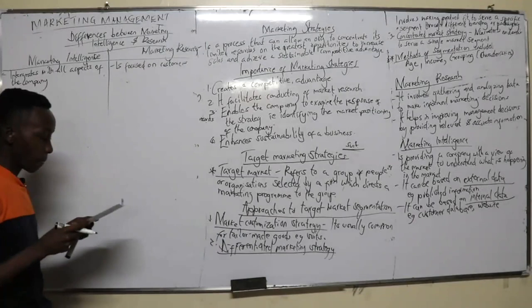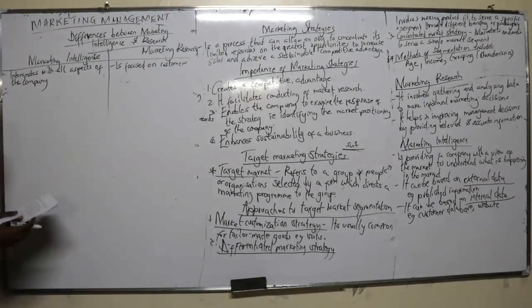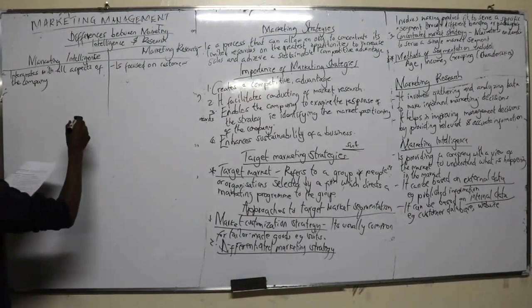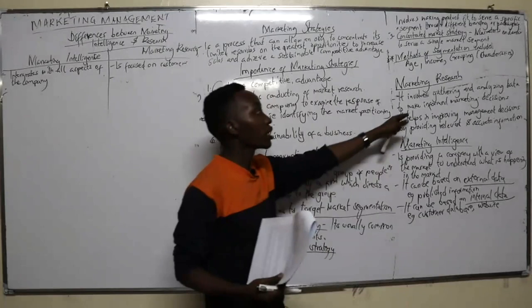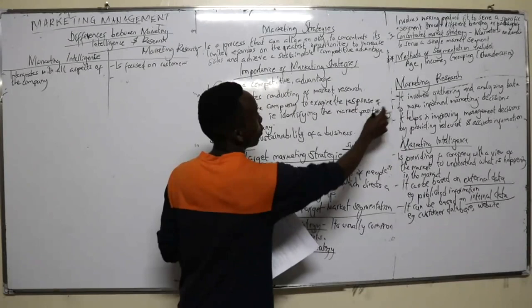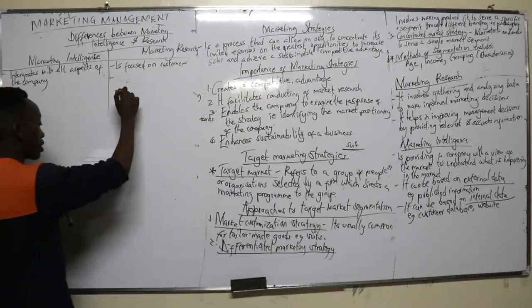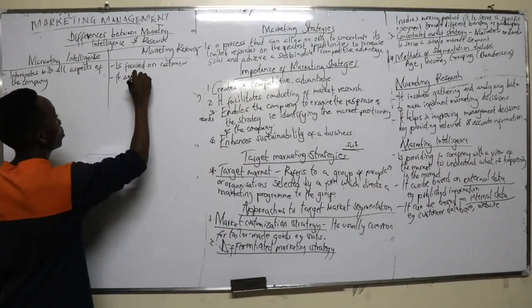And then for marketing research, on the other hand, this one answers specific questions. For instance, when developing marketing information, you have to carry out marketing research. So there is a basis for which you form the metrics for what you're looking for, and from that basis it answers specific questions.